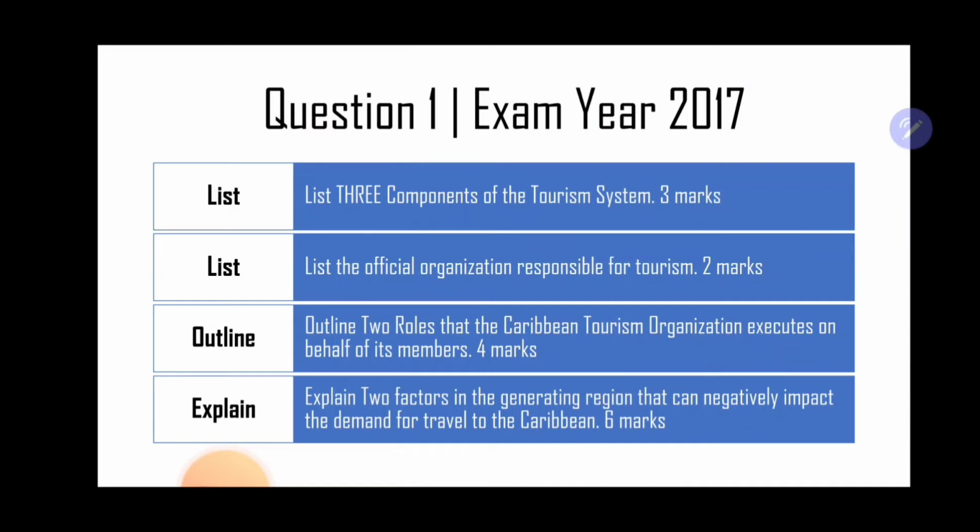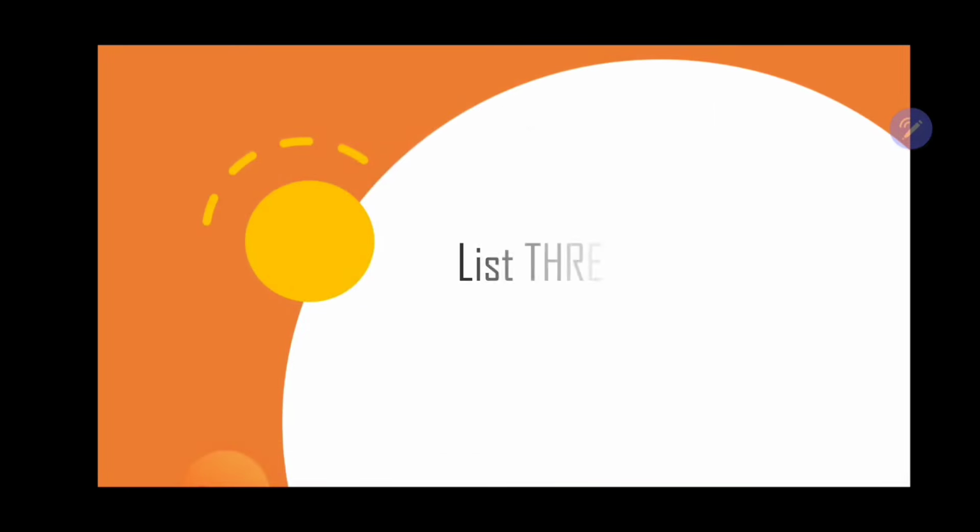Outline 2 roles that the Caribbean Tourism Organization executes on behalf of its members, 4 marks. Explain 2 factors in the generating region that can negatively impact the demand for travel to the Caribbean, and that is worth 6 marks. Now let's take it in detail.